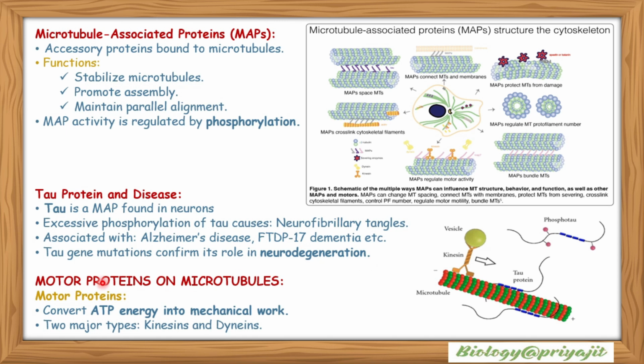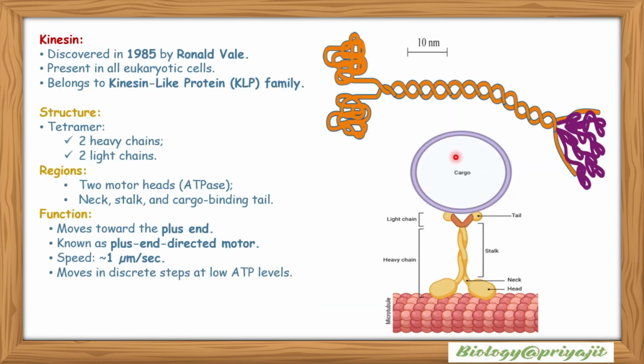Now we should know the motor proteins on microtubules. Motor proteins convert ATP energy into mechanical work. Two major types of motor proteins are kinesin and dyneins. Now go for the kinesin. They were discovered in 1985 by Ronald Vale. They are present in all eukaryotic cells.